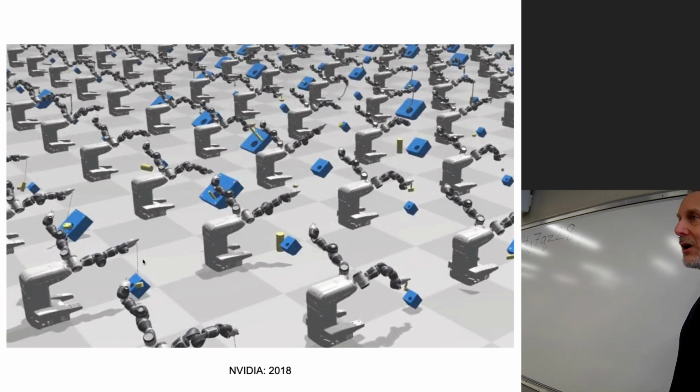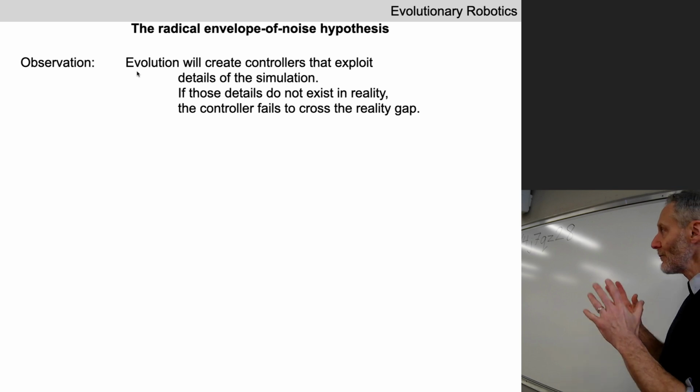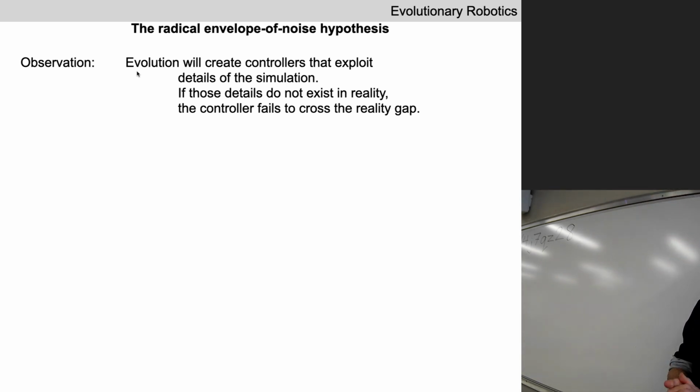So NVIDIA's brand new idea in 2018 was, let's add a bit of noise in the simulation. Every time we simulate a robot and let a controller control that simulated robot, that controller is always going to be controlling a slightly different robot in a slightly different environment. Unbeknownst to NVIDIA, this idea had been proposed a very long time ago, back in the late 90s. So let's go through this idea. At that time in the late 90s, a group of roboticists made the following observation. The field of evolutionary robotics was just getting started.